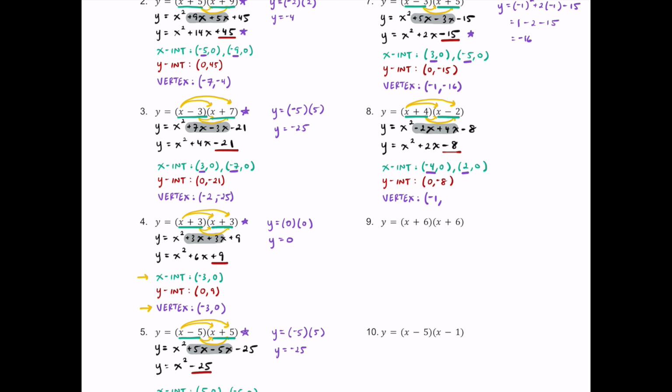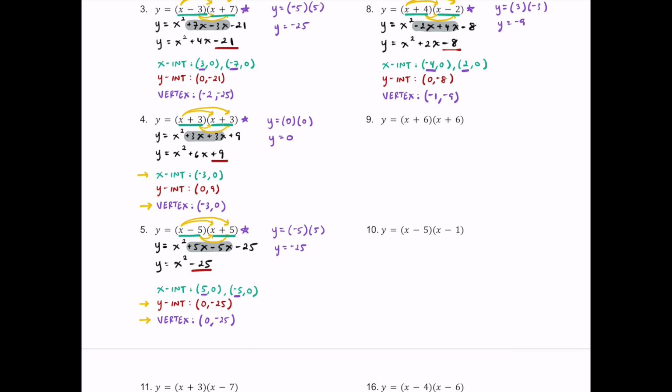And let's see if we can figure out where y will be. So I'm going to actually use the factored form. So -1 plus 4 is going to be +3. -1 minus 2 is -3. y equals -9. That'll be the vertex. All right, let's try number 9 here.